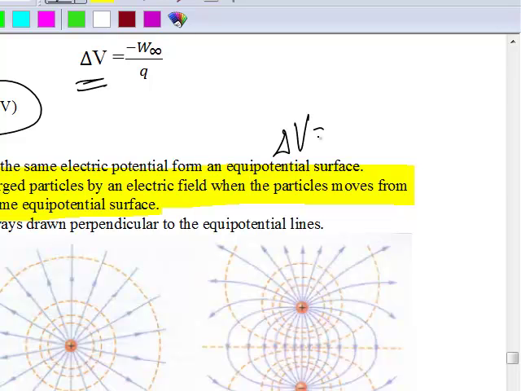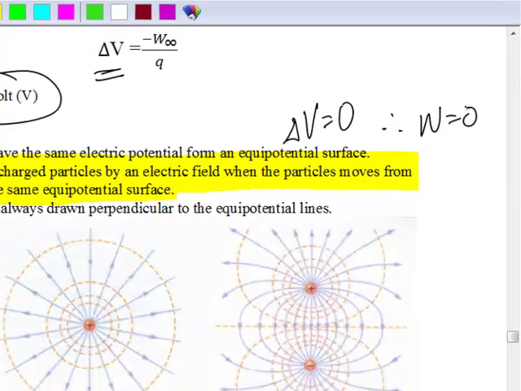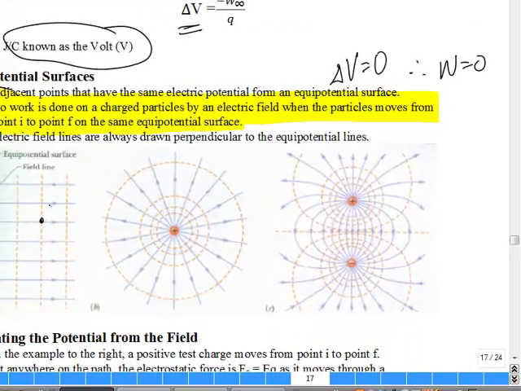My delta V is 0, therefore the work is 0. However, if I move from point A to point C, I am changing my potential, so I will have done either positive or negative work depending upon what those lines are. In a circular format, it's going to be the same thing.